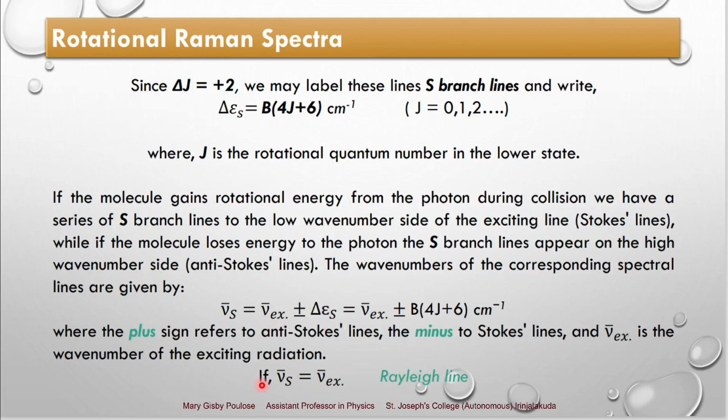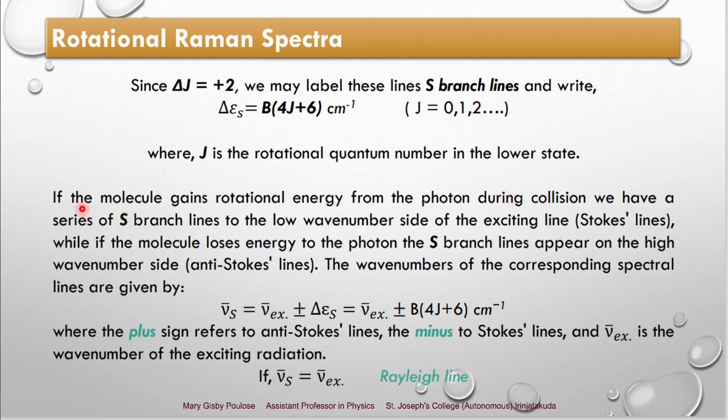Now, here we have taken delta J equal to +2. So, these spectral lines are labeled as the S branch lines, and thus we write delta eta of S branch is equal to B into 4j plus 6 centimeter inverse, where j is the rotational quantum number having integral values 0, 1, 2, 3, etc. Here j represents the rotational quantum number of the lower state.